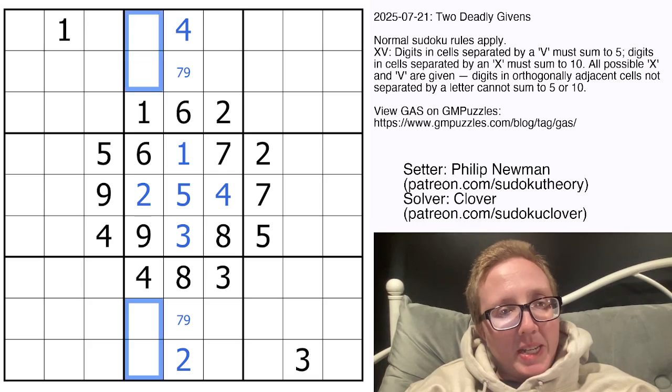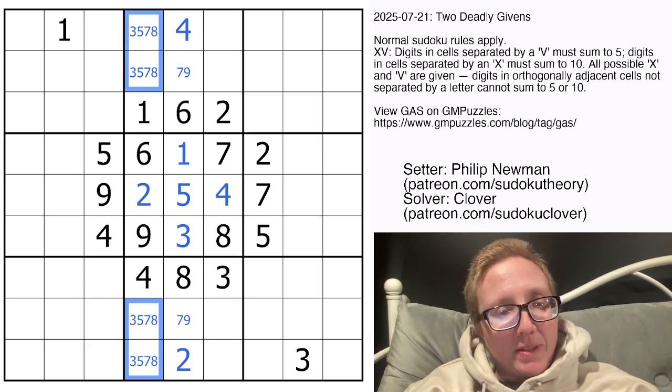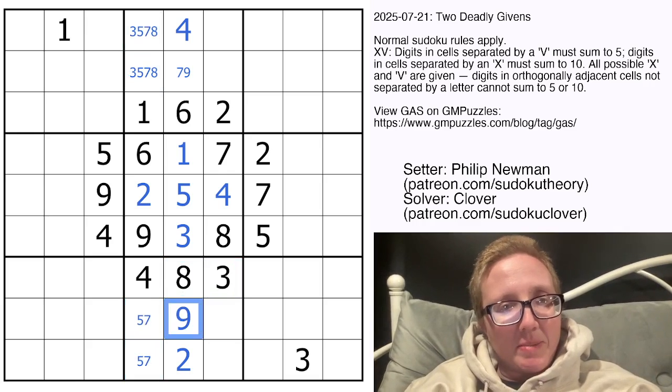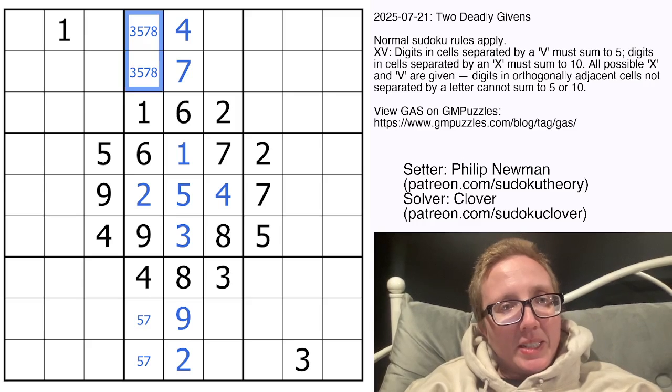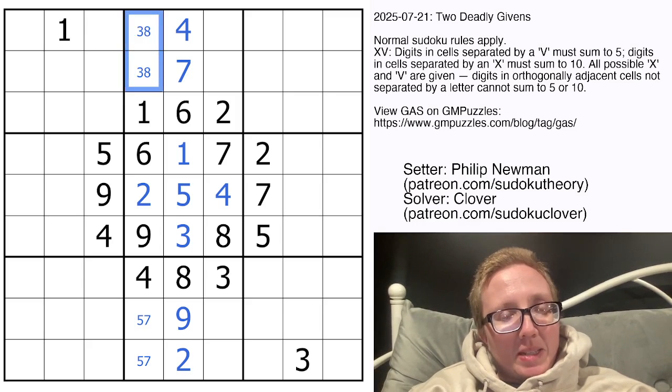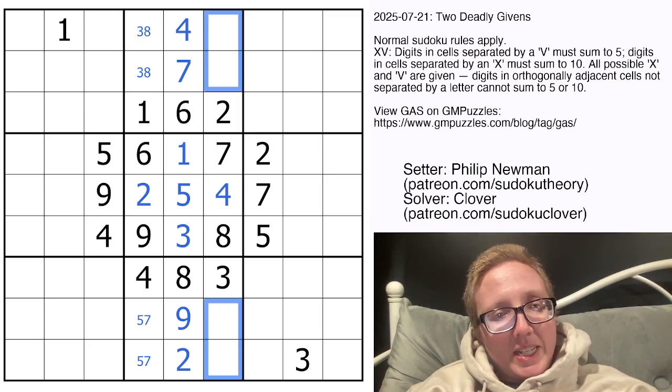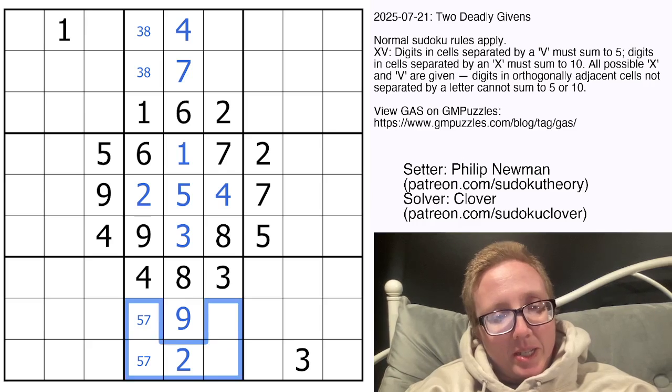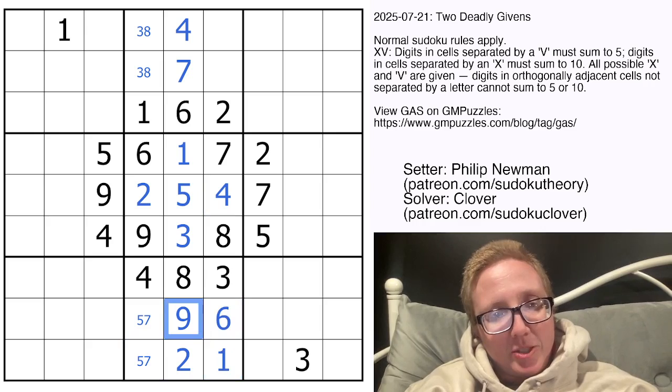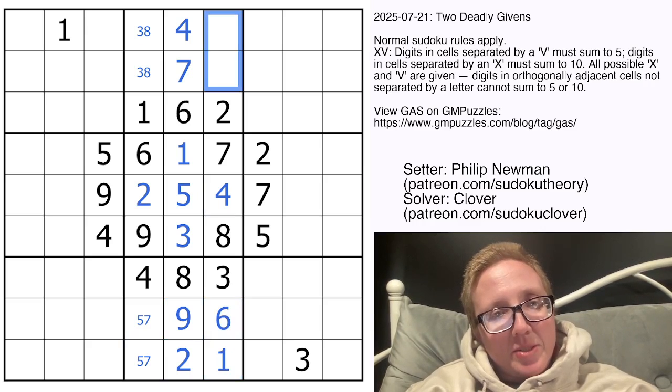In this column, I have 3, 5, 7, and 8 to finish off, and I can't place 3 or 8 there because those are in the region already, so that's going to be a 9 and a 7. And those are going to be 3 and 8. And here, I need to finish this column. To finish this region, I need 1 and 6, which will go like that, because the 1 can't touch the 9. And these are going to be 5 and 9.